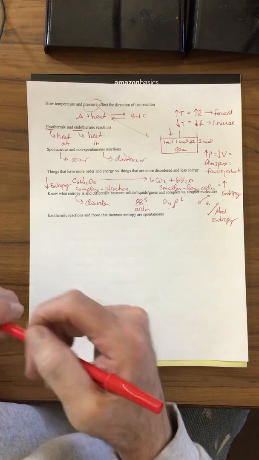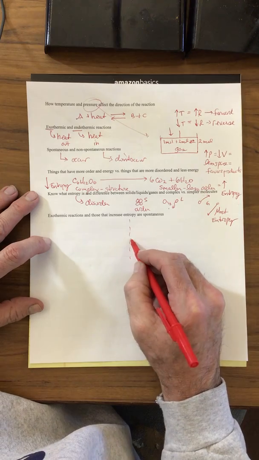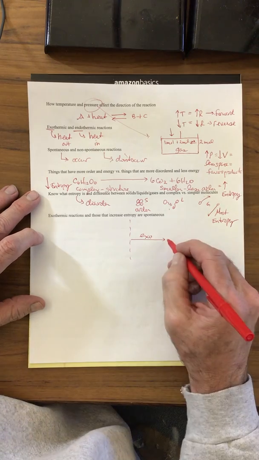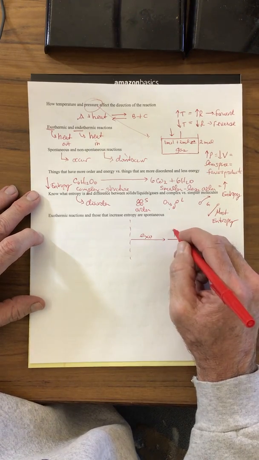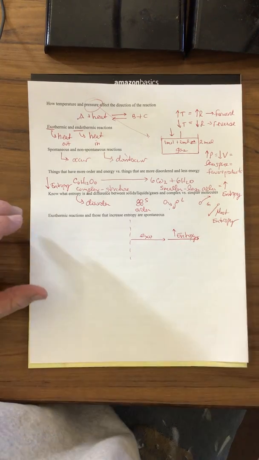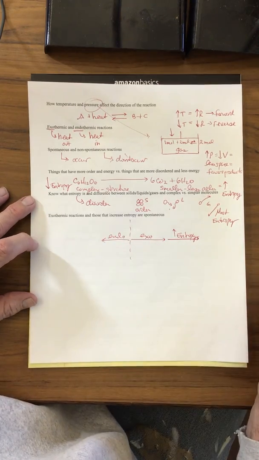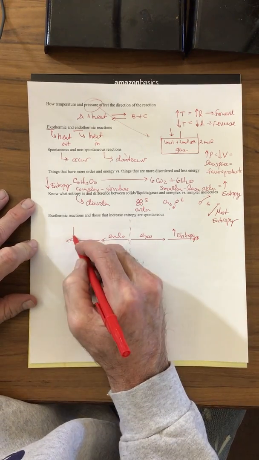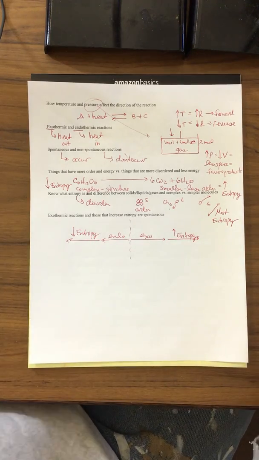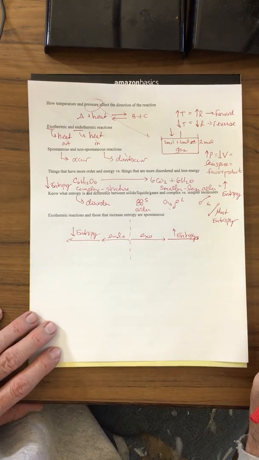Exothermic reactions and those that increase entropy are spontaneous. So if you remember, we had this little chart here, and if you have an exothermic reaction, that causes the reaction to go forward. If you increase your entropy, meaning your disorder or chaos, that pushes a reaction forward. The opposite of those is going to be an endothermic reaction, which will slow a reaction down, and a decrease of entropy, meaning it's more stable and more structured. If you have both of these, you will not have a reaction. If you have both of these, you will have a reaction.